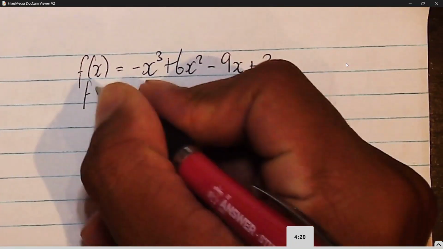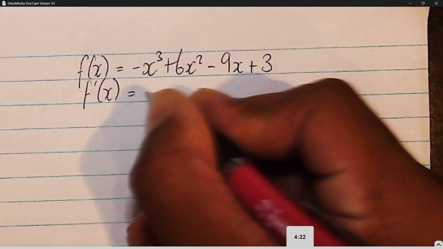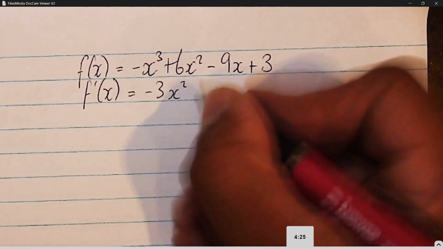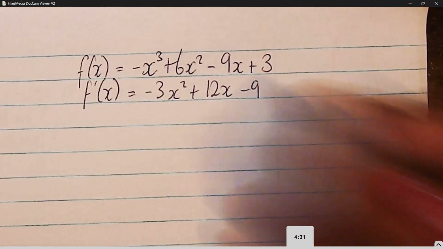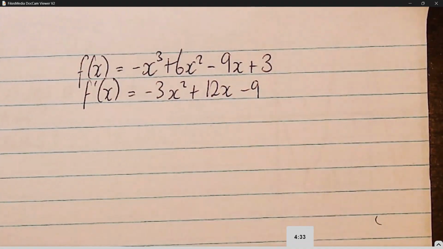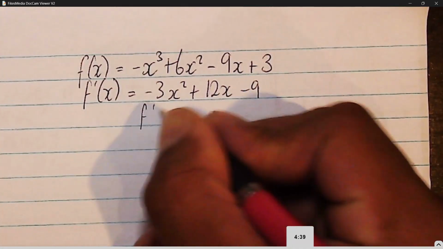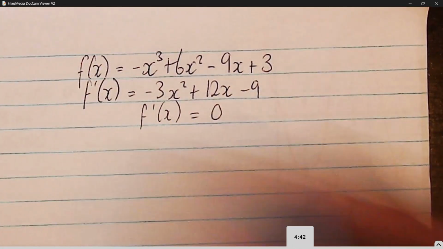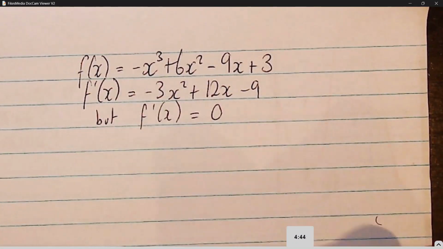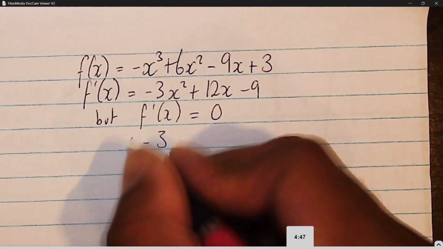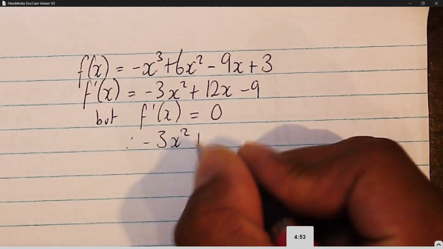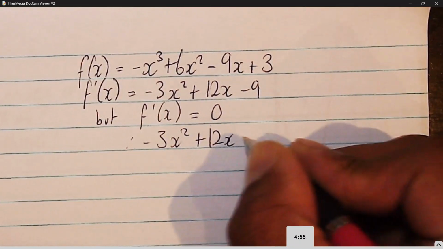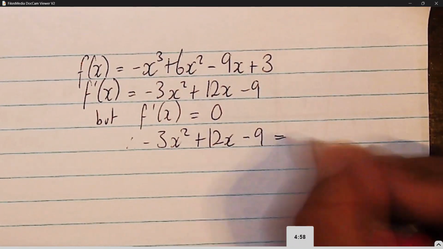Right. Then if you have to find the derivative of f, this is going to be minus 3x squared plus 12x minus 9, right? Because now we have to determine the x values of the stationary points, the derivative of f of x is equal to 0. Therefore, we're going to have the derivative of f of x: negative 3x squared plus 12x minus 9 is equal to 0.